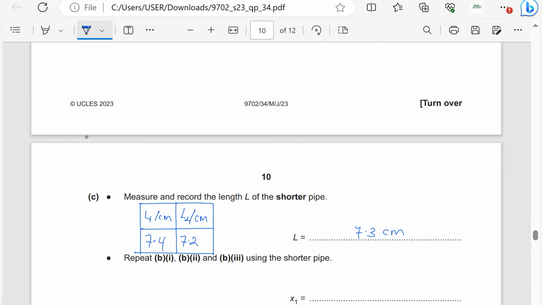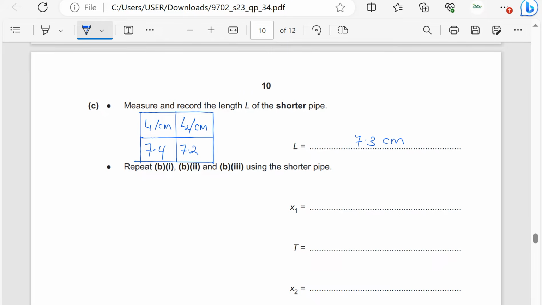Any measurement from the ruler should be to 1 decimal place in centimeters. Repeat B, Roman 1, Roman 2, and Roman 3 using the shorter pipe. So we just repeated for x1 for the shorter pipe. And the second value for x1 which she recorded was 42.1 in centimeters for a shorter pipe. Then the temperature she used was 60. No, she used 62.